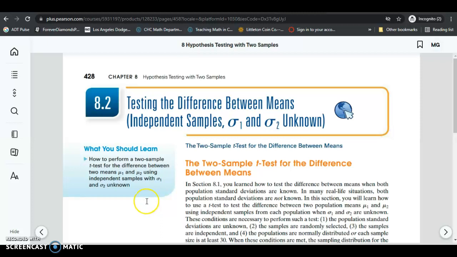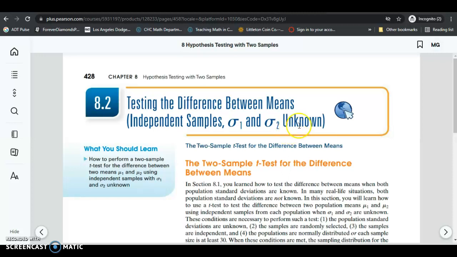In this video, we're going to look at some examples from section 8.2, where we will perform hypothesis tests on the difference between two means from independent samples, and where the standard deviations of the populations are both unknown.